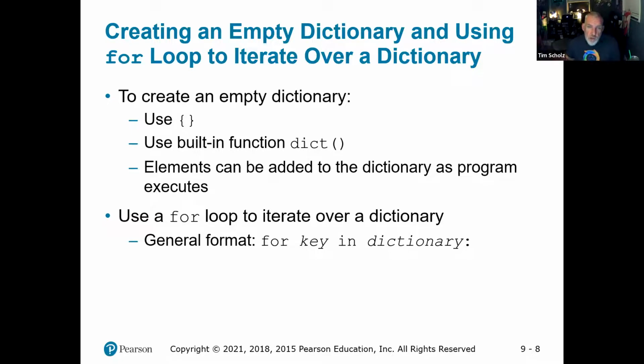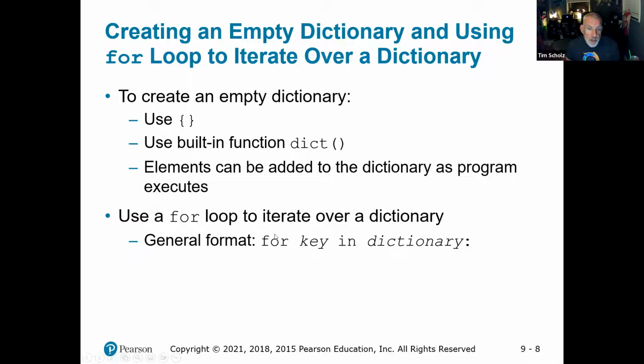To create an empty dictionary, there are 2 ways. The first is to use just an open curly brace and a close curly brace. That creates an empty dictionary. Or we can use the built-in function dict, open paren, close paren, to create an empty dictionary. Either way, once we have that empty dictionary, we can start adding key value pairs to it.